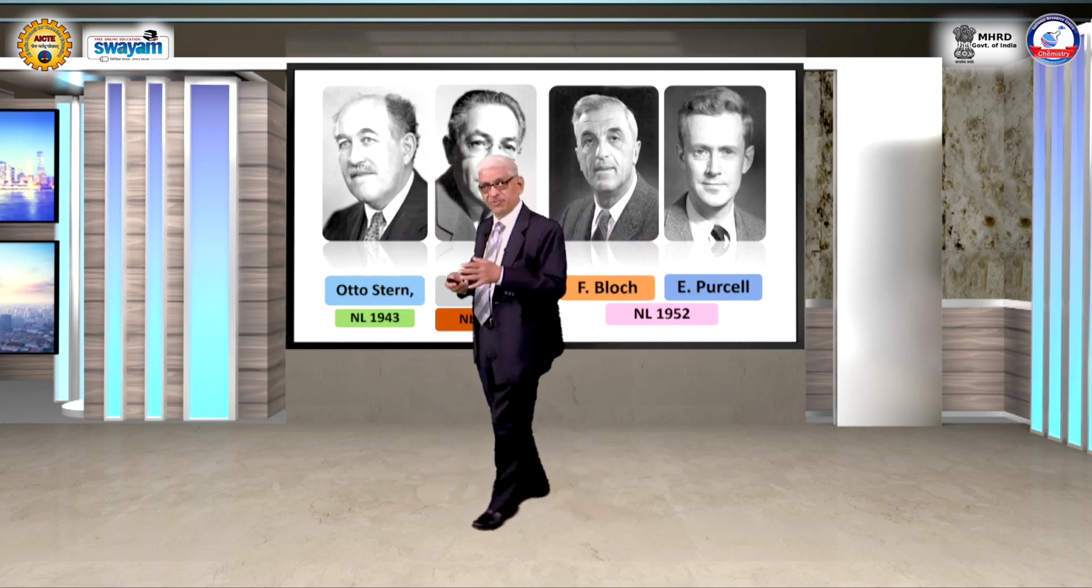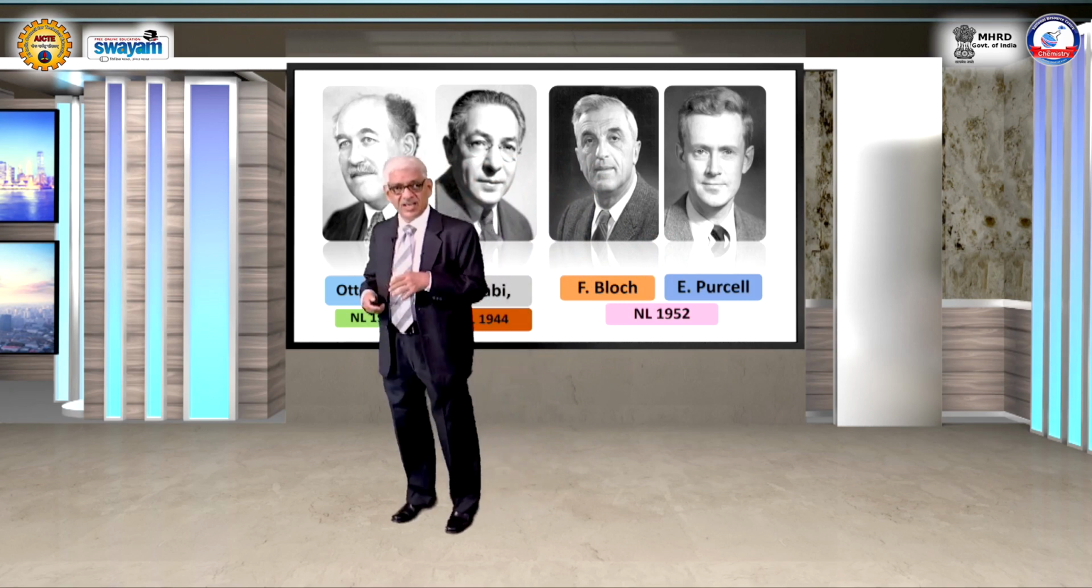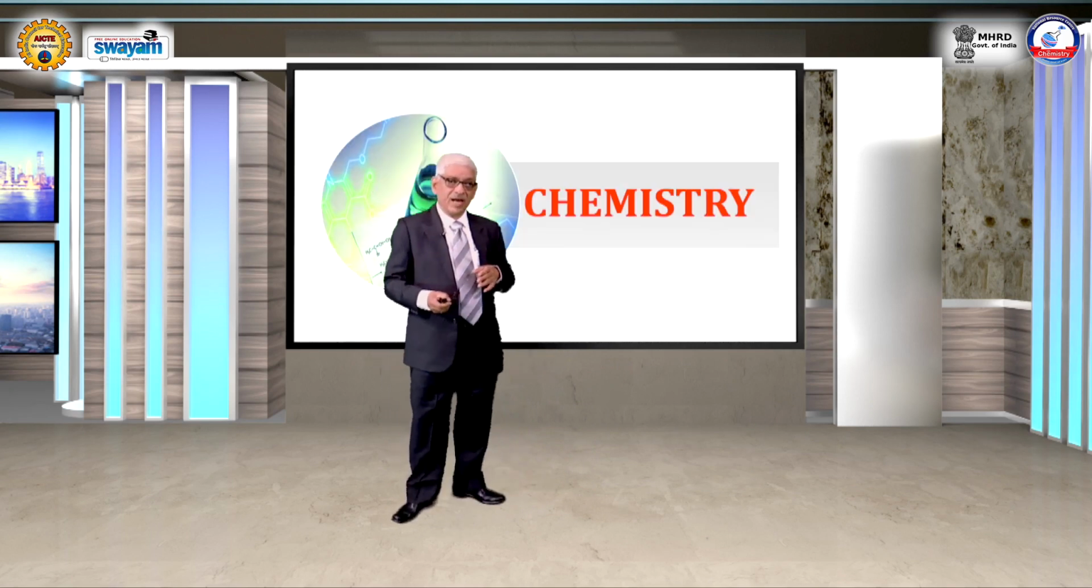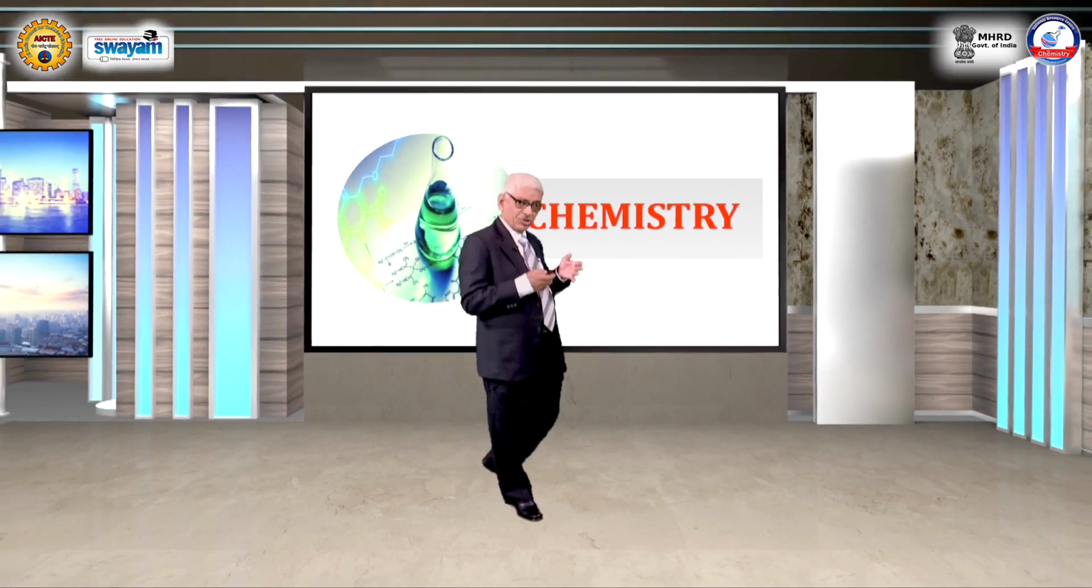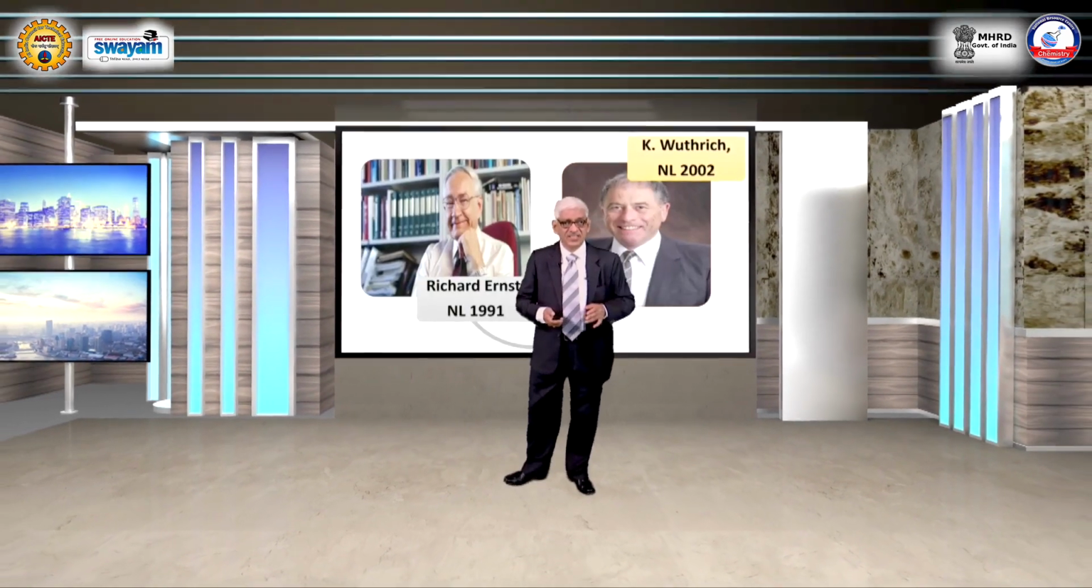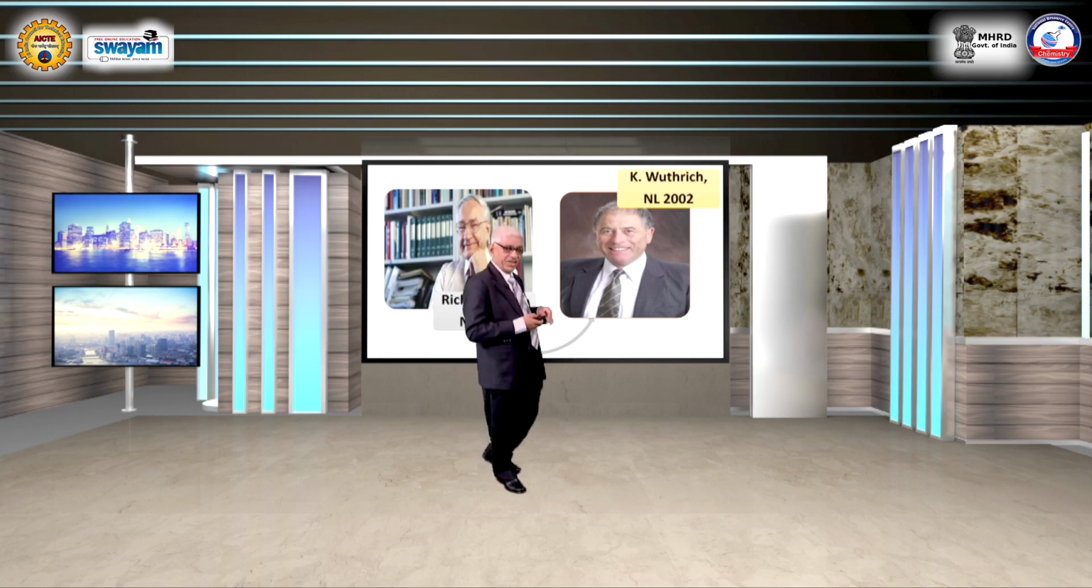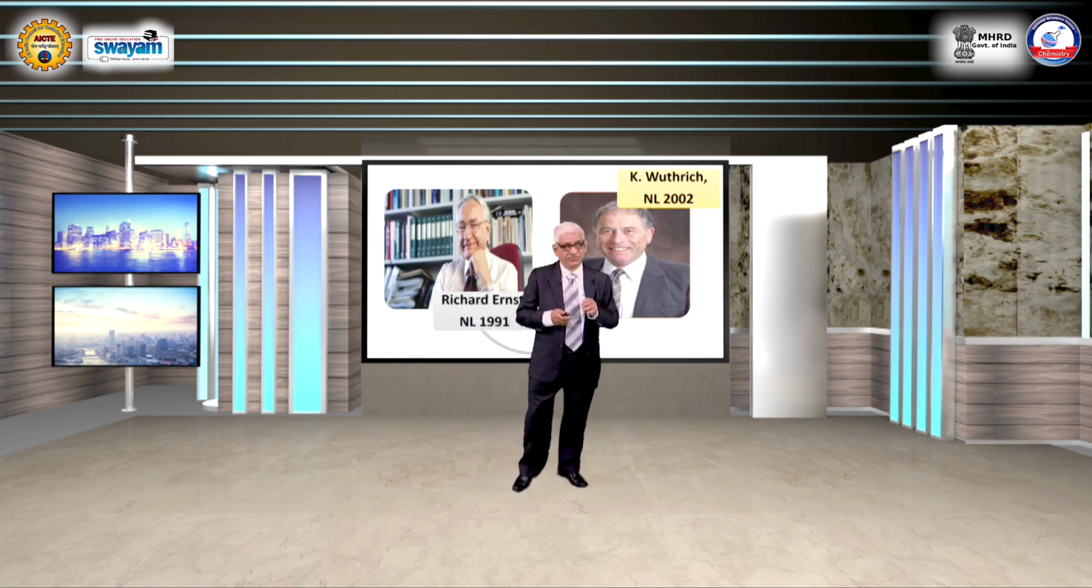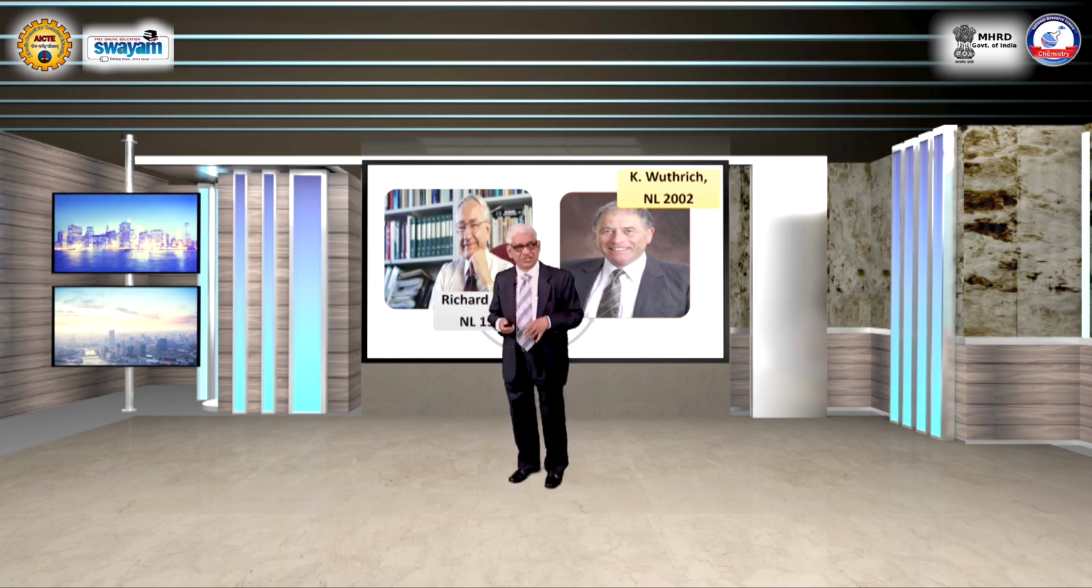These were independent researchers at 2 corners of America. One was at Stanford, the other at MIT, and then this was followed by applications in chemistry, which also won Nobel Prizes: Richard Ernst in 1991 and Kurt Wüthrich in 2002. Both were at ETH Zurich, where they conducted their research.